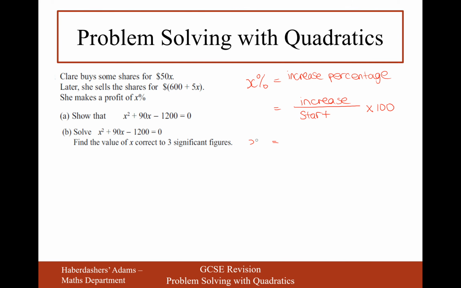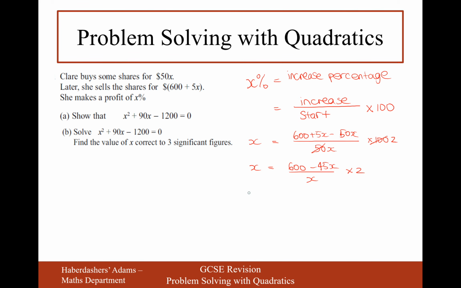So, therefore, x is going to equal the increase from this to this, so that's going to be 600 plus 5x, take away 50x, so that's the increase from this amount here to this amount here, divided by the starting amount, that's 50x. And then we'll multiply this by 100 to turn into a percentage. So let's just tidy this up a little bit. It's going to be 600 minus 45x over, now what I'll do here is I'll cancel out 50 from top and bottom, so I'm just left with the times by 2 here, 2x.